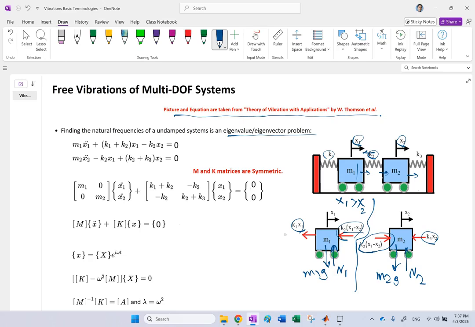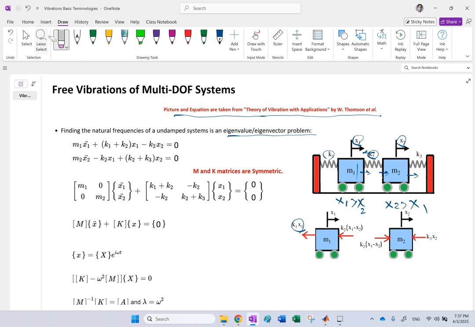Now remember, I said this assumption does not make any difference. Let me just show you that. So you might say, well, who said X1 is bigger than X2? What if X2 is bigger than X1? Let's see what happens if X2 is bigger than X1. Would we get any different force for these two forces in the middle or not? The answer is no, we won't.